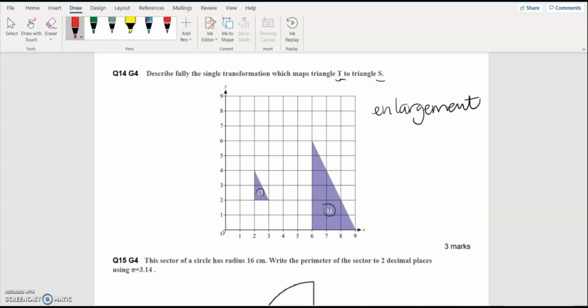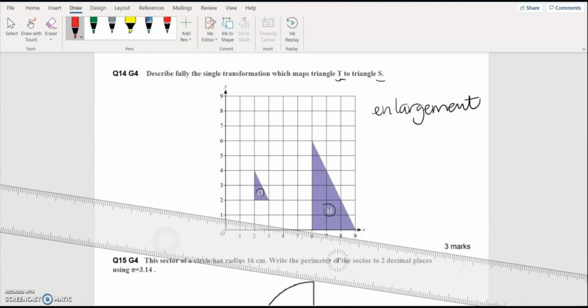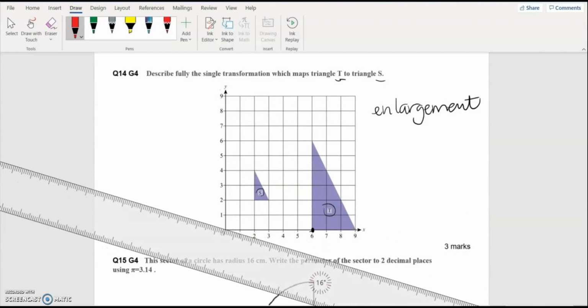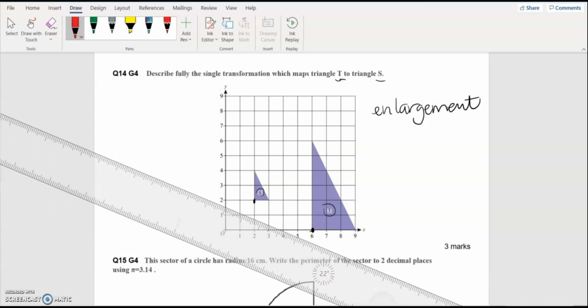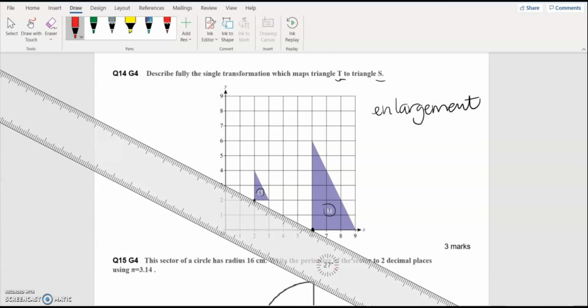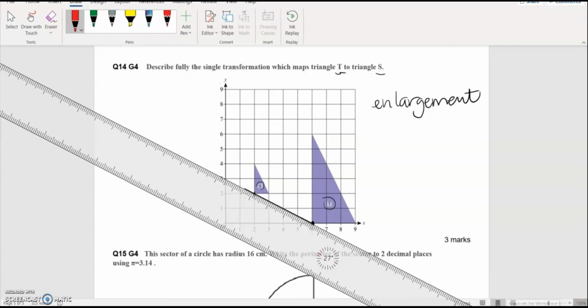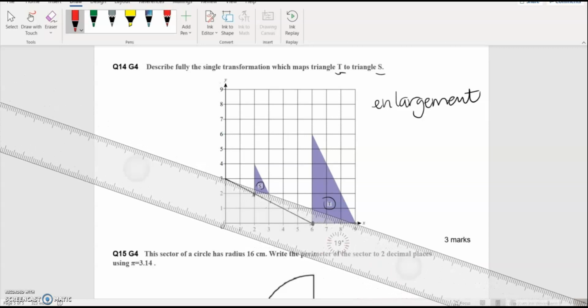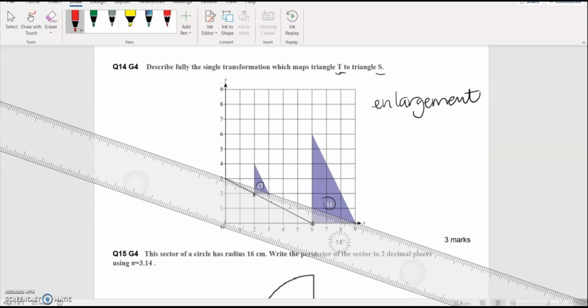So to find the center of enlargement, we can use a ruler. I'll bring in a ruler and I'll pick 2 similar points. So 2 corners, 2 similar corners, this one and this one, as you can see. And I will draw a line to connect them. And I'll extend it in the grid. So we'll do the same now. We have these 2 similar corners. So we have this one here and this one. We'll connect them through a line.